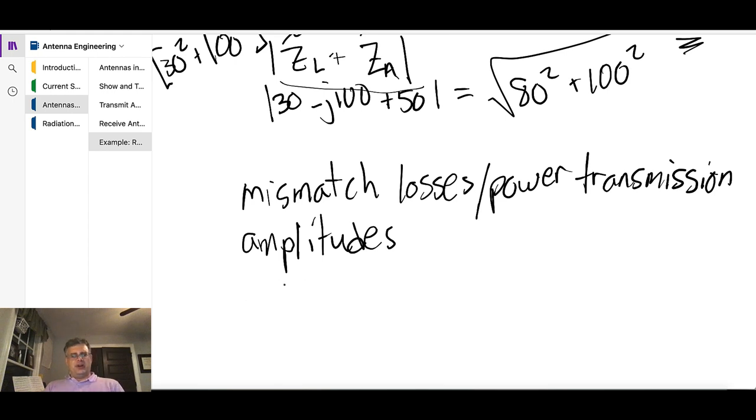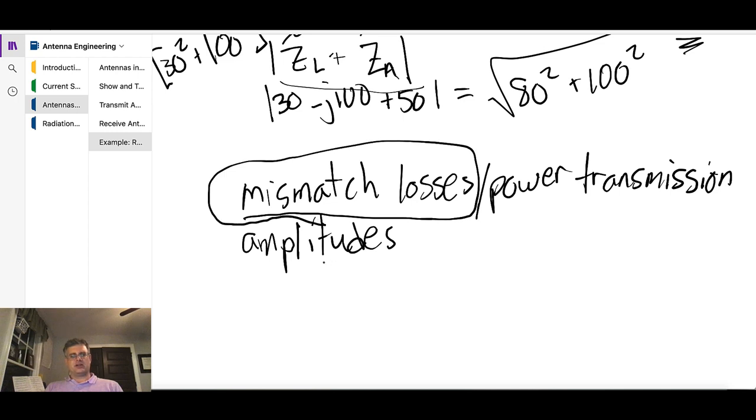You always have to beware, because in antenna engineering, sometimes this is included in some of the quantities that we talk about, like gain, and other times it's not. So you should always be aware of the definition of things that you're using and whether or not they've included mismatch losses, because you may have to go back and calculate that using the equations from this lecture.